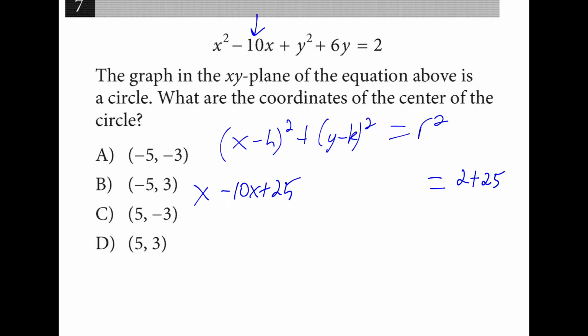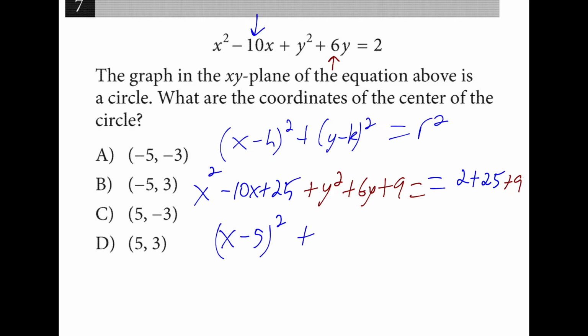Then for the y's, I have a coefficient for the b value of 6. So I take half of that and square it. Y squared plus 6y plus 9. And I'm going to add plus 9 to the right as well. This simplifies to x minus 5 squared. This simplifies to y plus 3 squared. And this gives me 36.